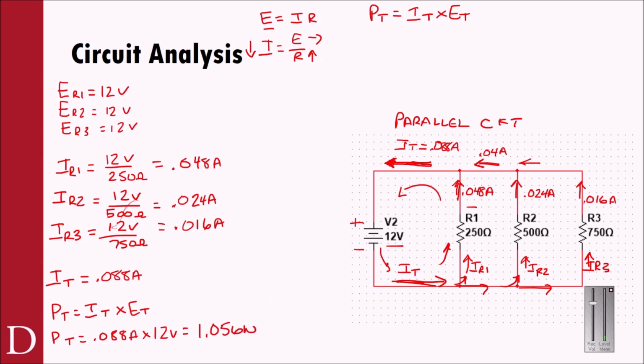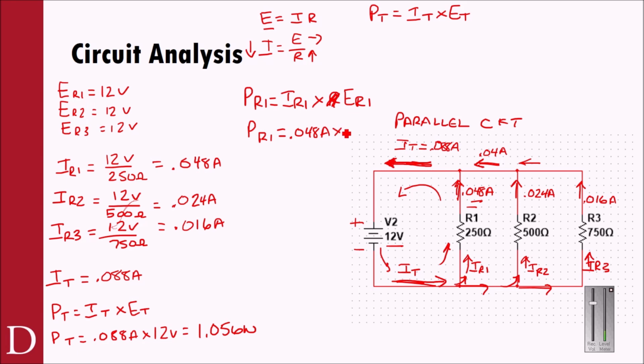1.056 watts. Let me see, 0.088 times 12, 1.056 watts. And for that matter, if you want to calculate any of the individual powers, you do the same thing. You just take P of R1 equals I of R1, but now you multiply that by E of R1. So P of R1 is IR1, which we said was 0.048 amps.